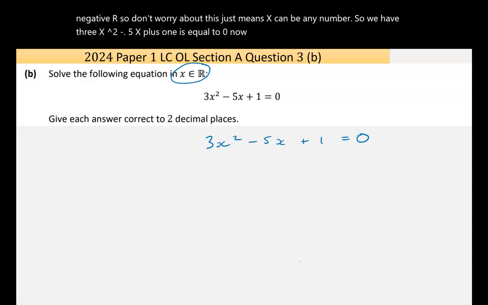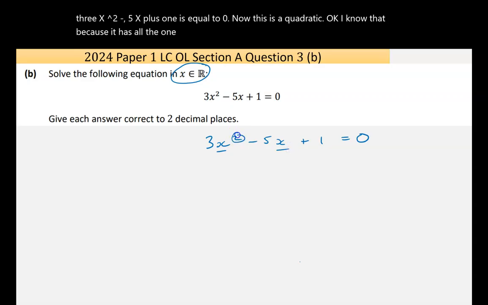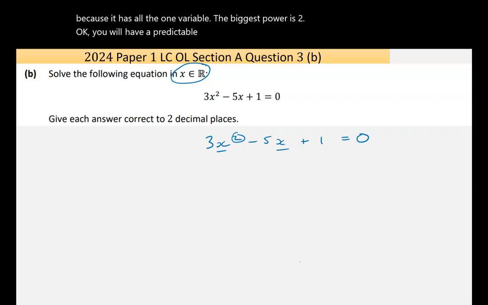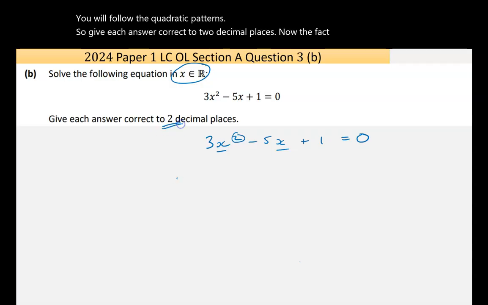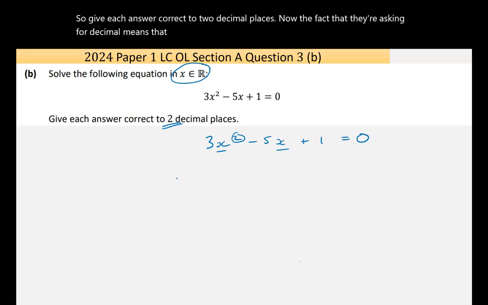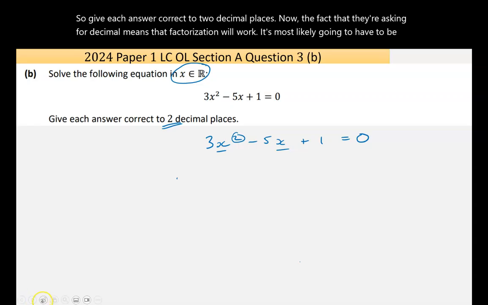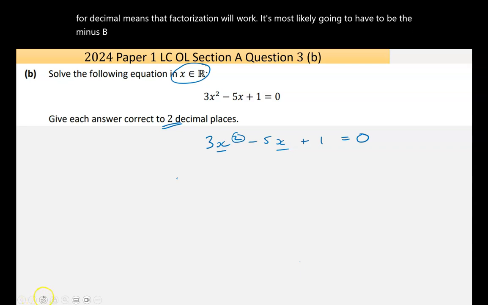Now this is a quadratic. I know that because it has only one variable and the biggest power is 2. It will have a predictable shape and follow the quadratic patterns. So give each answer correct to 2 decimal places. Now, the fact that they're asking for decimals means that factorization won't work. It's most likely going to have to be the minus b formula. So let's get stuck in.